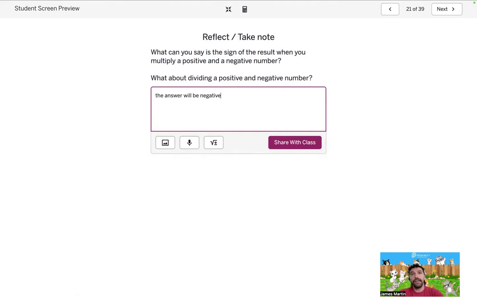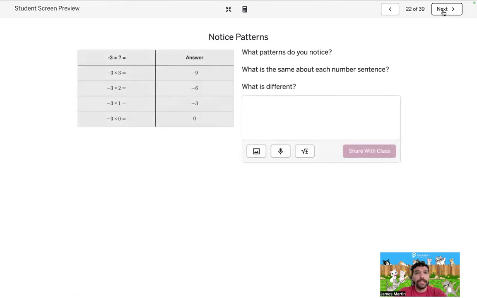Like 3 times -3 is -9. Well, if I have -9 divided by 3, I'm going to have to get -3 because we're just doing that process backwards. So what patterns do you notice? What's the same about each number sentence? What is different? I think we've already gone over this, so I don't want to spend too much time on it, but I'll go ahead and talk about it.